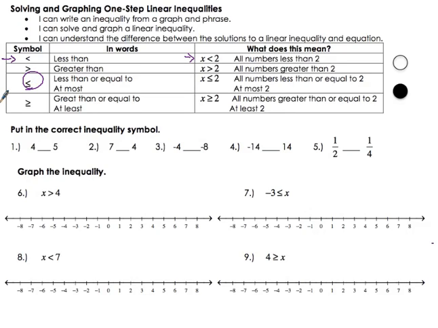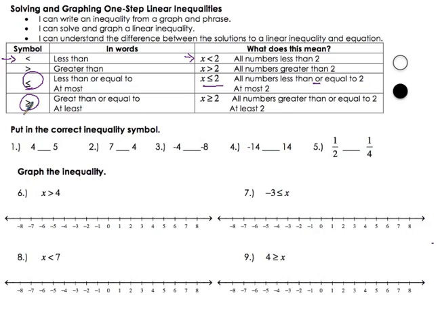This symbol over here, again on the left, that one's less than or equal to. And another way to say that is using the words at most. And again, that means all numbers less than or equal to 2, or you could say at most 2. Lastly, we have the symbol greater than or equal to, and in other words, you could use at least.